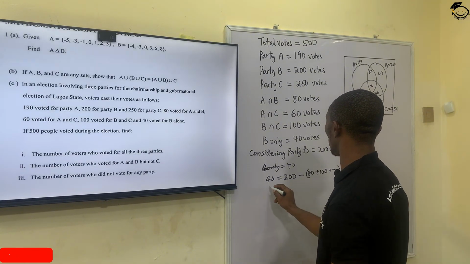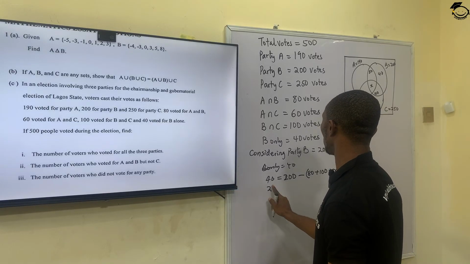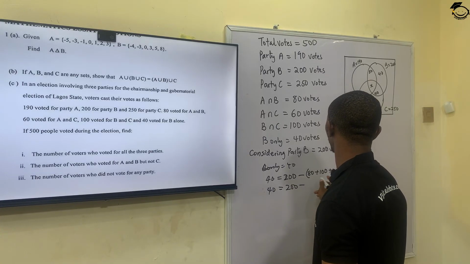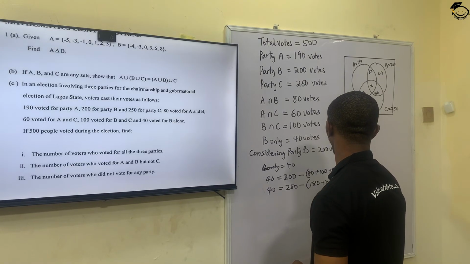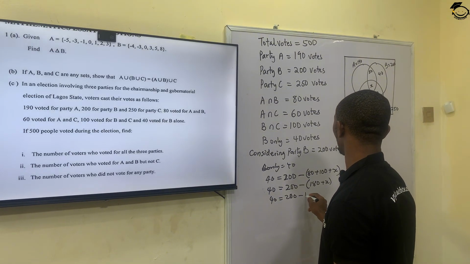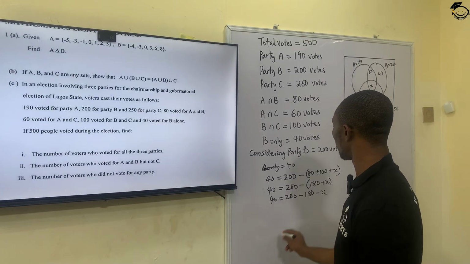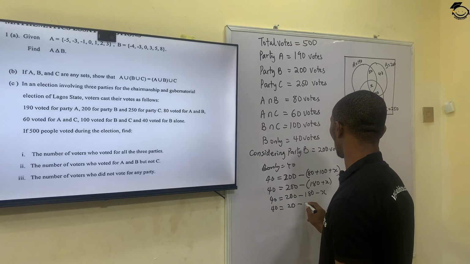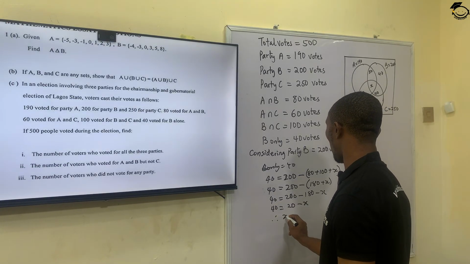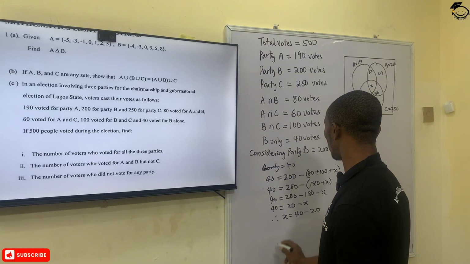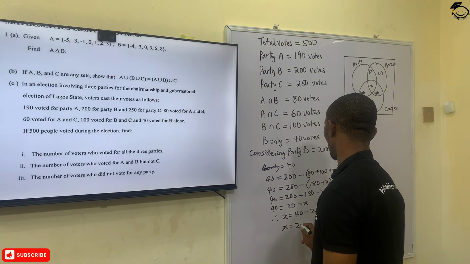Okay, so this will give us 40 equals 200 minus 80 plus 100 will give us 180 plus X. Okay, so 40 equals 200 minus 180 minus x. So 40 equals 200 minus 180 will give us 20 minus x. So therefore, our x equals 40 minus 20. Okay, which will give us x equals 20.